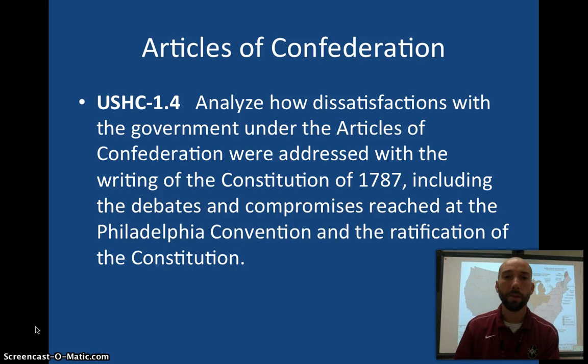We're also going to look at some of the important debates and compromises like the Great Compromise and the Three-Fifths Compromise and see how the Constitution was actually ratified.